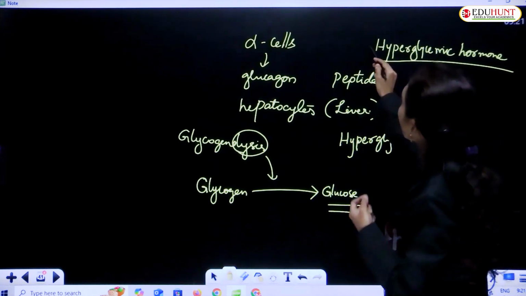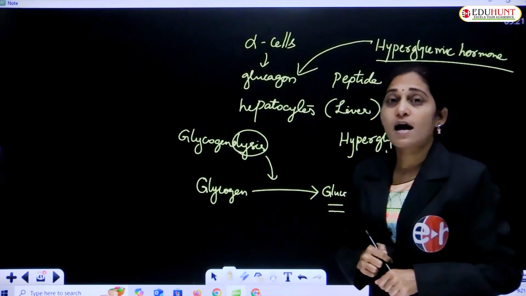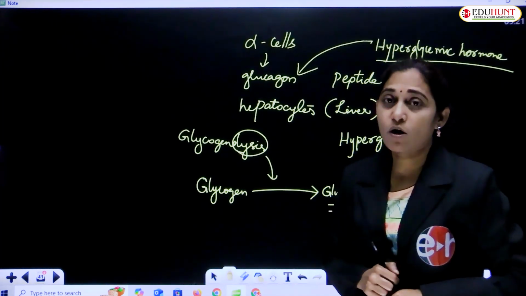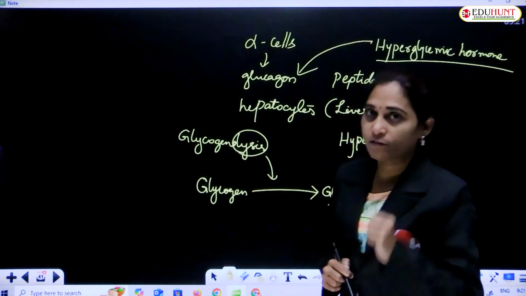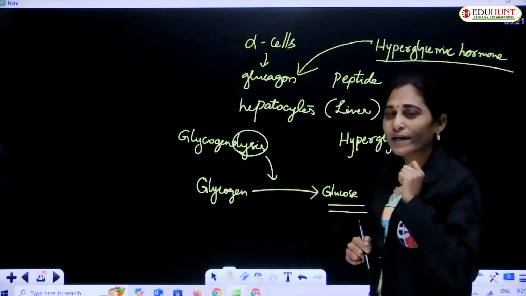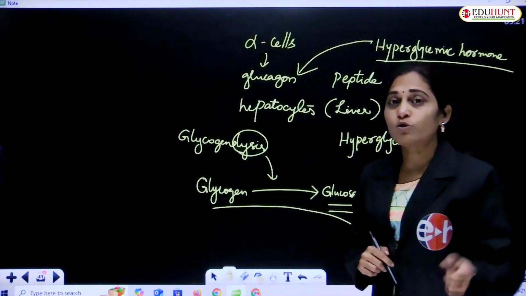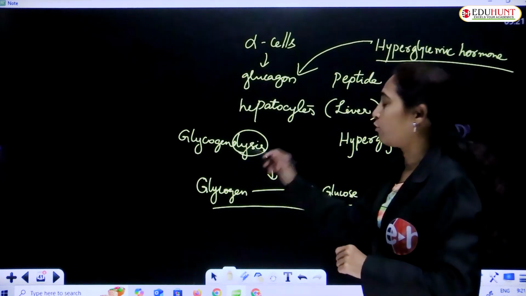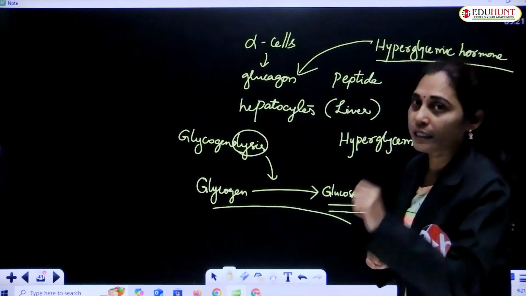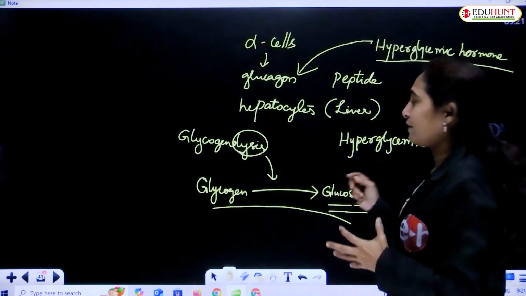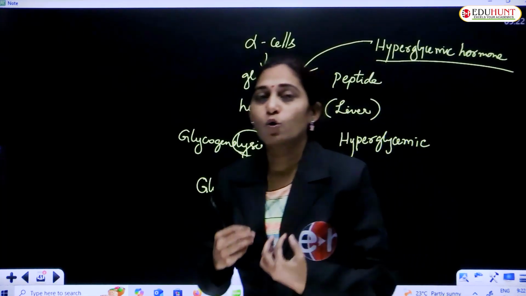What is hyperglycemic hormone? That is glucagon. Glucagon is called hyperglycemic hormone because it raises the blood sugar level, the blood glucose level. How does it raise it? It causes breakdown of glycogen into glucose, called glycogenolysis, and it also causes gluconeogenesis, and it reduces the utilization of cellular glucose.